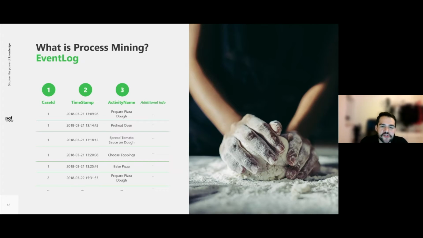So the activity name, you just saw, right? It's again prepare dough, preheat the oven, and so on and so forth. And when we have those 3 things, we can start process mining. Maybe you even have data lying around, so you can start process mining with those 3 pieces of information already. But process mining really gets interesting once you have additional information.